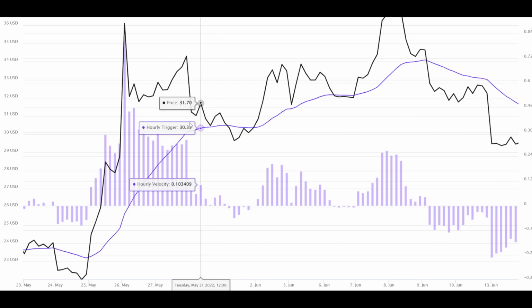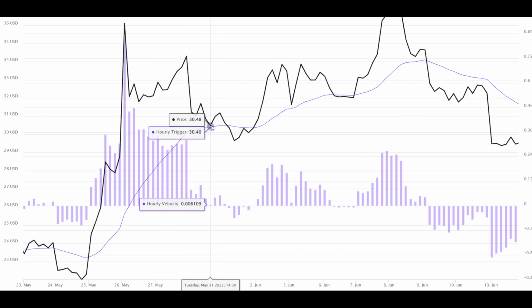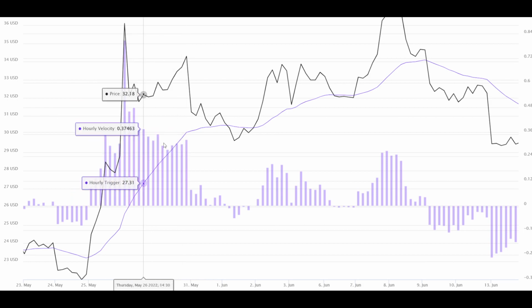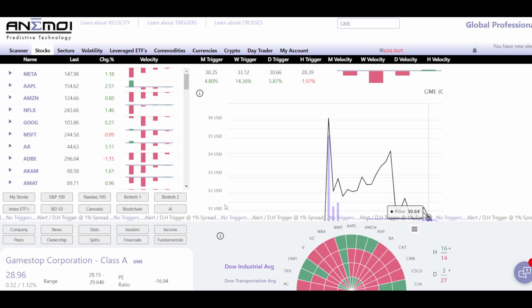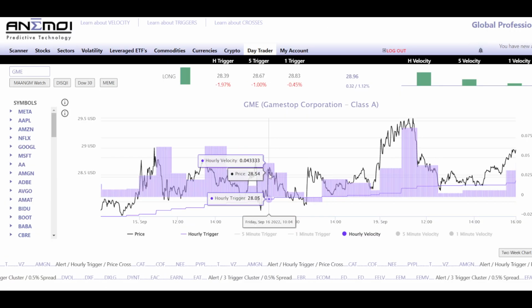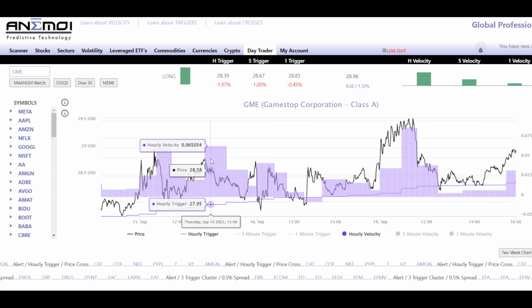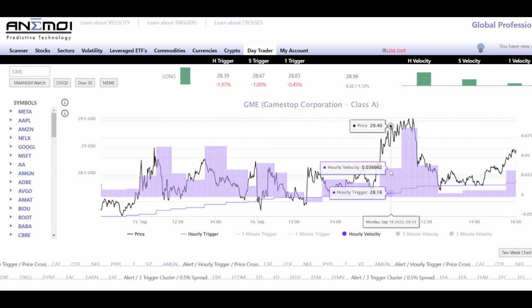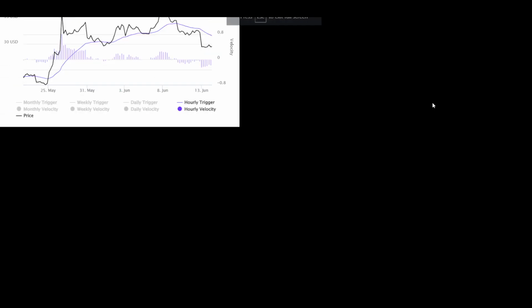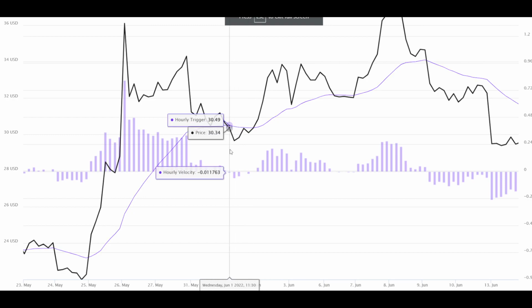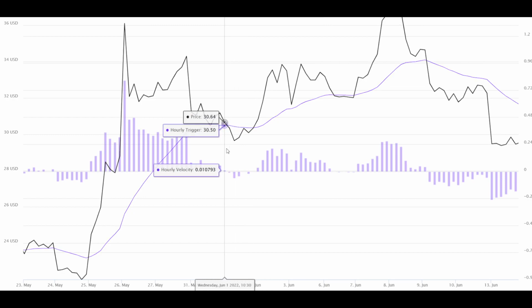But look how the hourly trigger here provided a really nice bounce right off the hourly trigger because of all this positive hourly velocity we're coming off. And then over here, notice when we sold below the hourly trigger. We sold below when velocity was 0.01, which, let's jump back here, 0.04, 0.06, 0.06, 0.03, 0.04. So when velocity is as low as 0.01, at that point, we're not necessarily expecting the hourly trigger to hold as support.